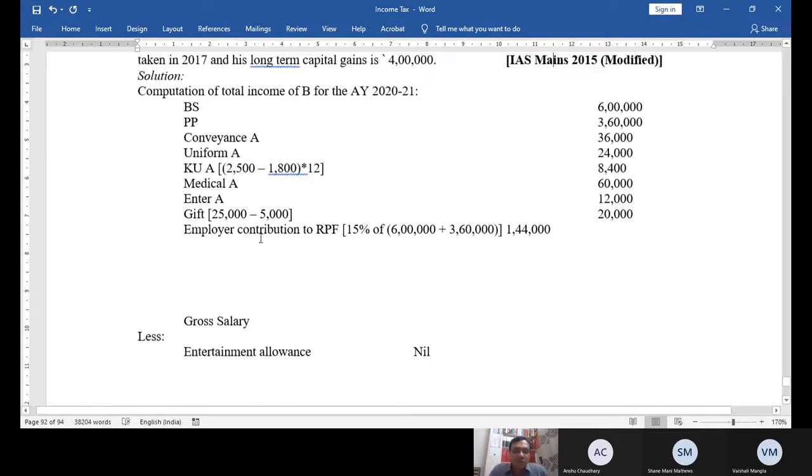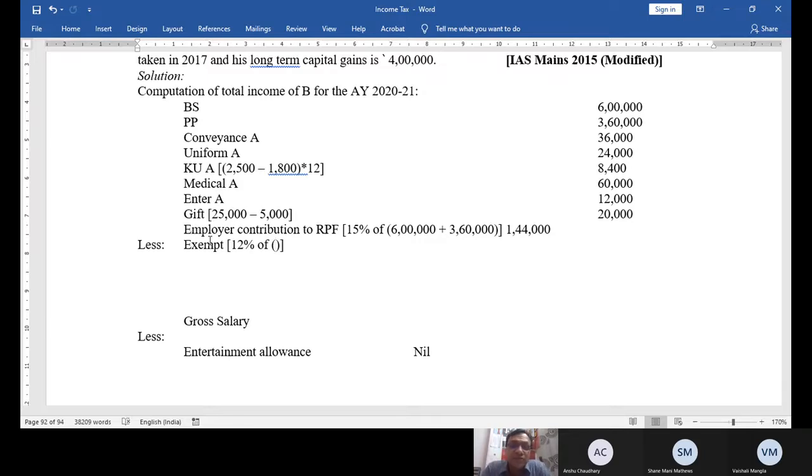For the employer's contribution, how much is exempt? 12% of salary. And do you know it is 12% of not basic salary? Receiving 12% or 15% of basic, the department cannot say anything. What is received depends upon me and my employer. But how much is exempt?